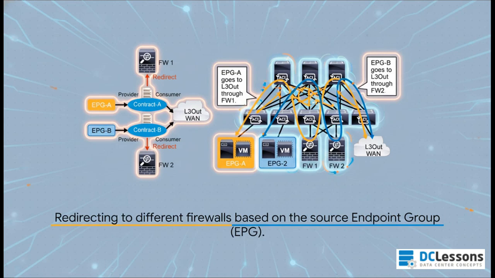Imagine we have two different groups of applications, or what ACI calls endpoint groups, EPGs for short. With PBR, we can easily create a policy that says any traffic coming from EPG A that's trying to get to the internet, well, that has to go through Firewall 1. And at the exact same time, we can have a totally separate policy that sends all the traffic from EPG B to a completely different device, Firewall 2. We're steering traffic based on where it comes from, which is just incredibly useful.